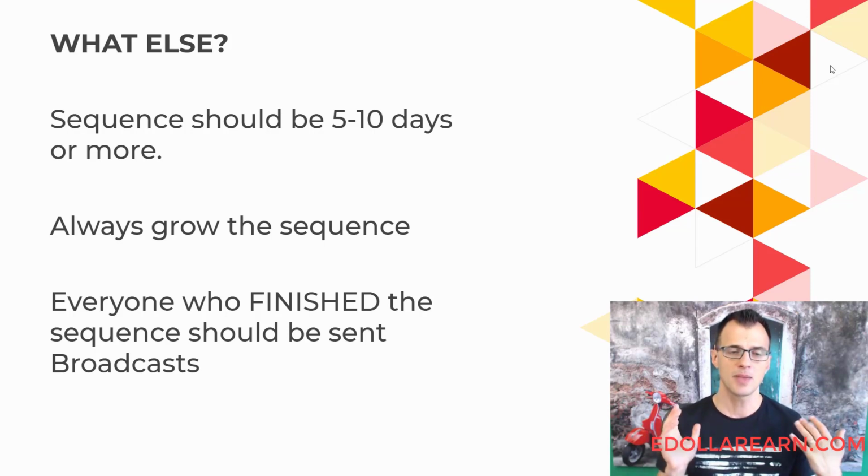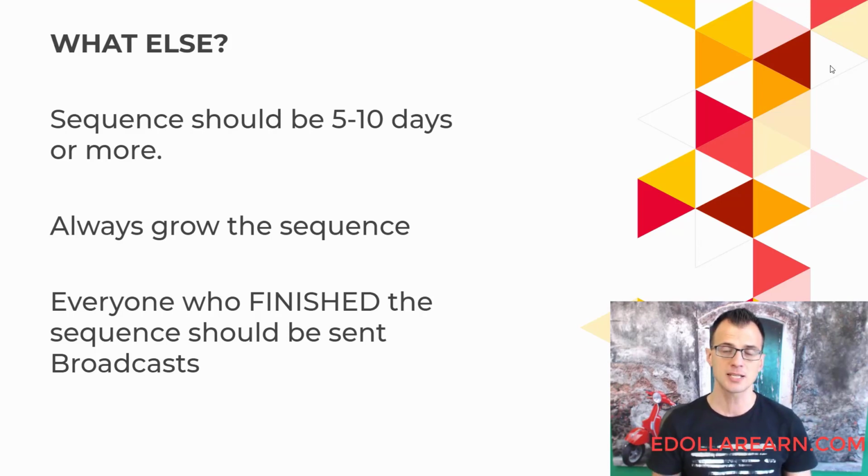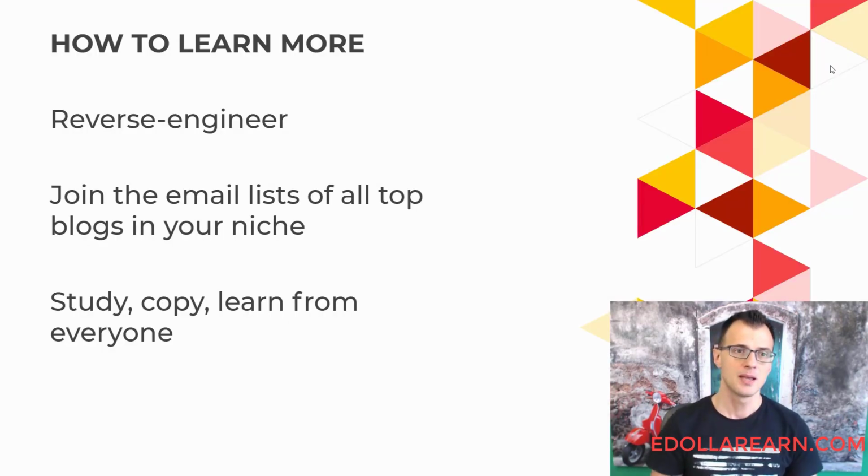Now, like I mentioned before, everyone who finished the sequence should be sent broadcasts, so that you don't leave money on the table. As soon as they finish that sequence, they should receive broadcasts so that you can send them affiliate links on an ongoing basis. Now, how do you actually learn more? Well, like I said, guys, the best thing to do is to reverse engineer. So just to repeat once again, join the email lists of all the top blogs in your niche and study, copy and learn from all of them.